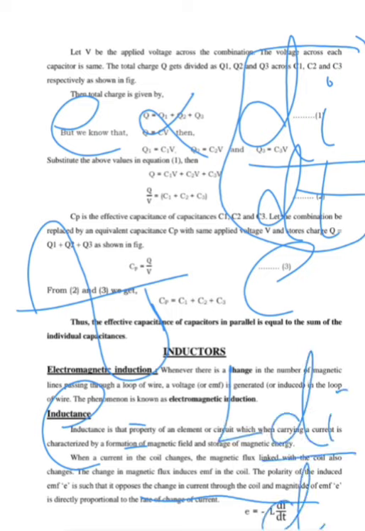But why is this negative symbol given here? Why this minus symbol is given here? Because it tries to oppose the change in current through the coil.